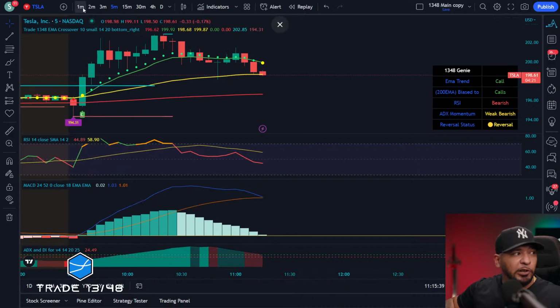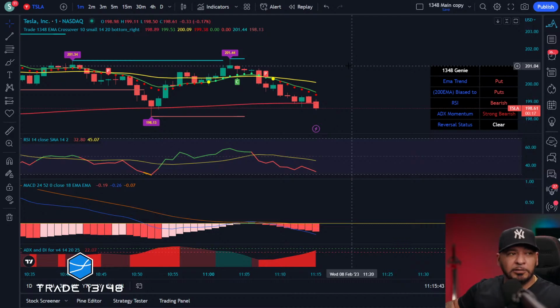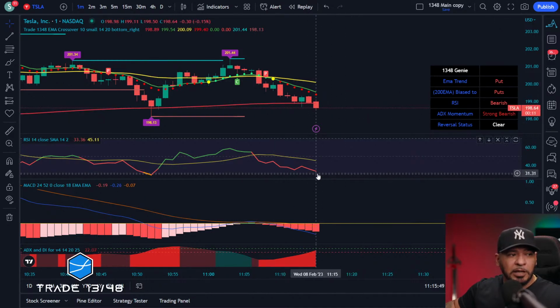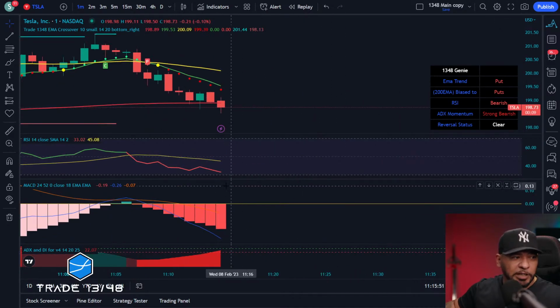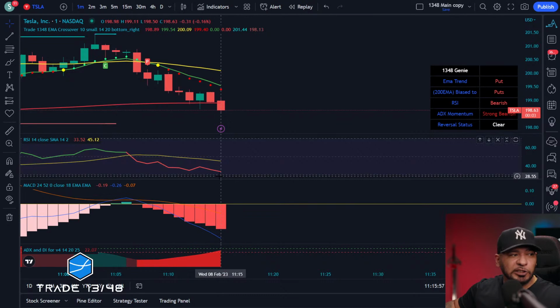But we could go to the 1 minute, and I think the 1 minute helps us a little more. Do you guys see that there? The 1 minute definitely helps us here. Okay. Now, why does the 1 minute help us? The 1 minute is helping us here because we could see on the 1 minute that it's oversold.